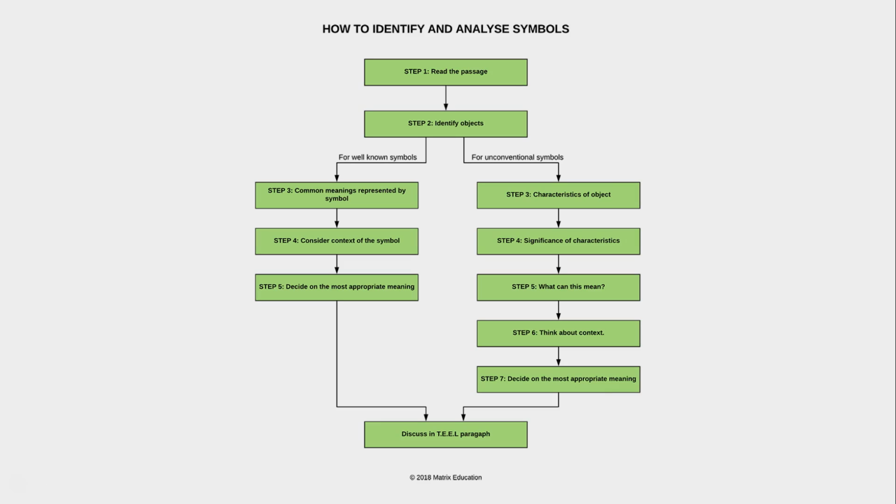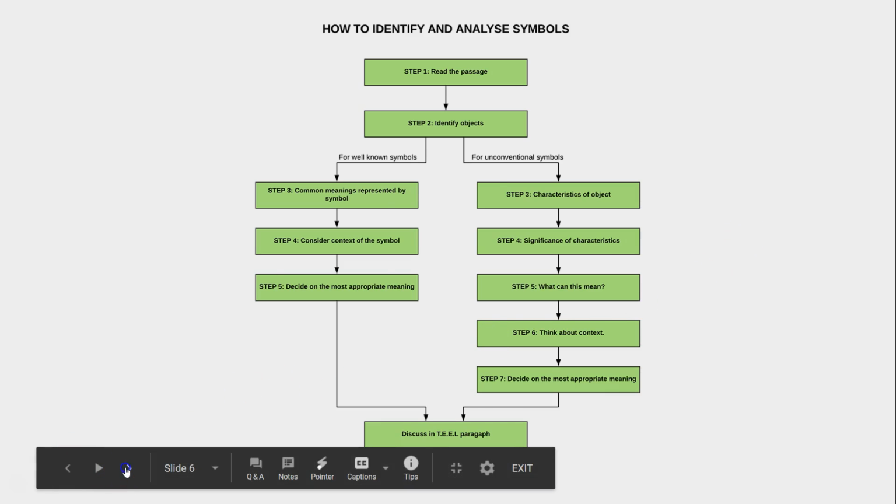We don't want to just say, oh, this word means this and here's why. If there's an unconventional symbol, we might think about what are the characteristics of that object and what is the significance of those characteristics. Further, what could that mean? And then we might think about the context that it's used within the passage itself. And that will help us decide on the most appropriate meaning of the symbol, not just some strange conspiracy theory off the wall symbol. And then you'll write about it in a paragraph.